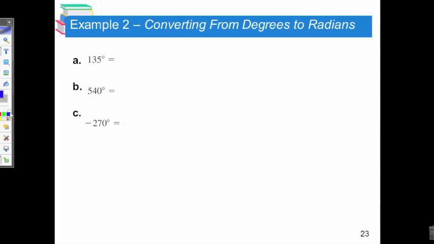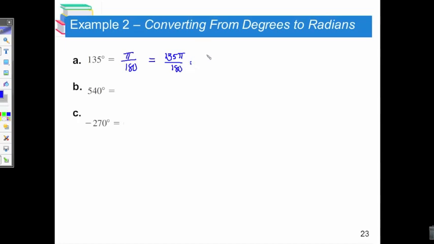135 degrees, when I want to convert that into radians, what I'm going to have to do is do a conversion where I have pi over 180, because I want the values I want to cross out diagonal from each other. So essentially what happens when I multiply across is 135 pi over 180. And now it's just a matter of simplifying the fraction.